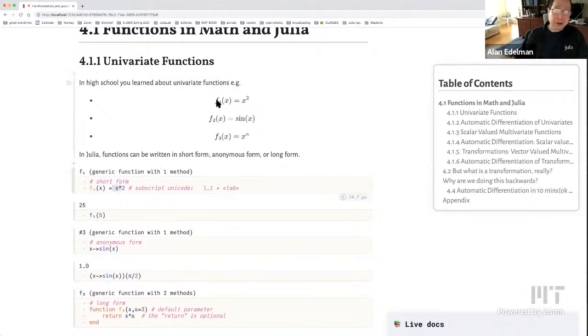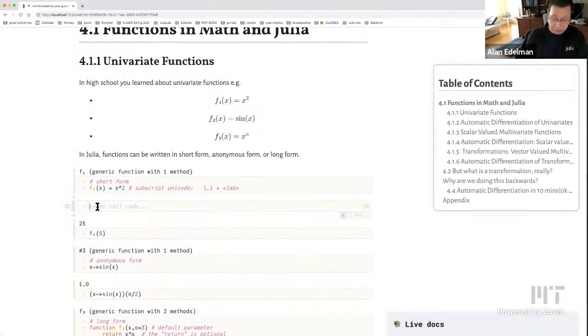Okay, and just to follow the subscripts of the math, I want to show you that if you go here, let's just do it, right? So you see it. If you go f backslash underscore 1, and then I hit the tab key, I get the subscript 1, right? Or I can go 7, and I get the subscript 7. So this is one way to make your code look more like mathematics, right?